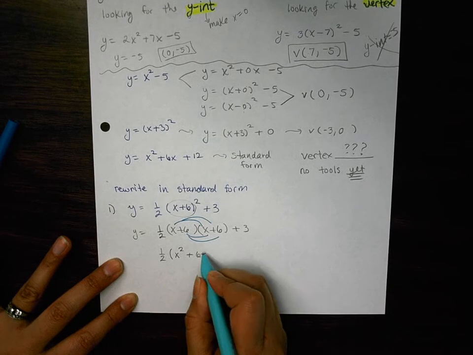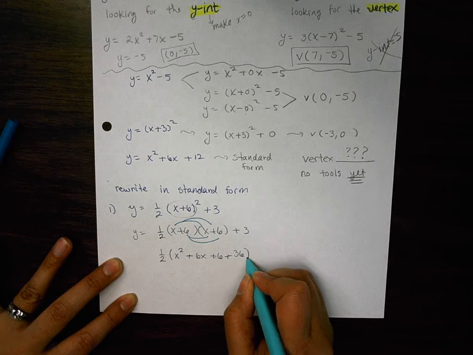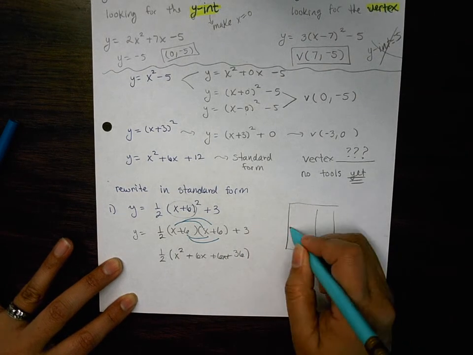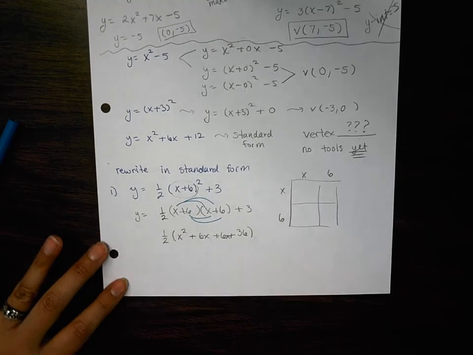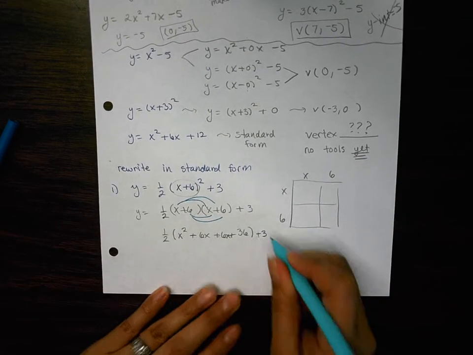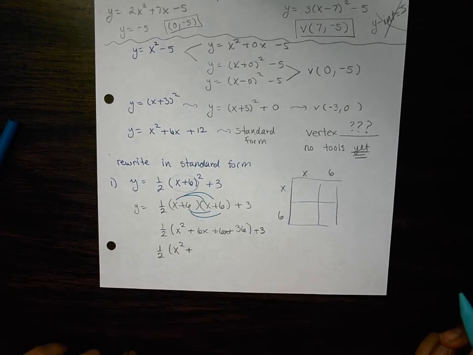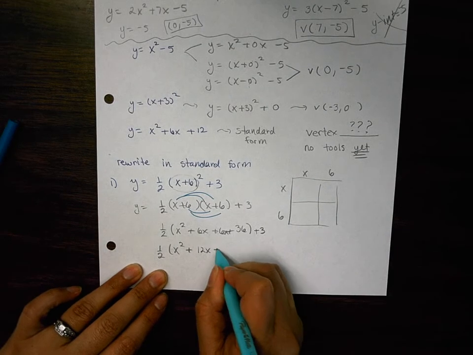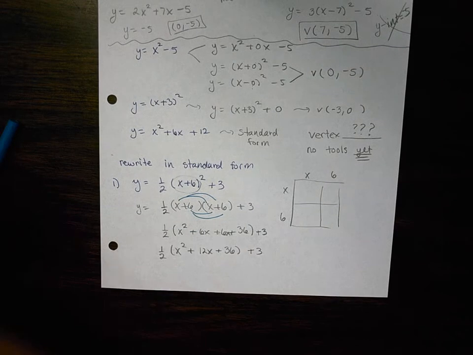6x plus 36, close parentheses. I forgot my x. If you're doing the, what is this called, the window method, you're doing x and 6, and you're filling it all in. Okay, let's clean up still. What does that give me? 1/2 x squared plus what? 4x plus 12x plus 36, and on the outside of the parentheses plus the 3.